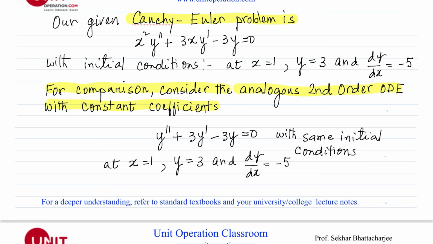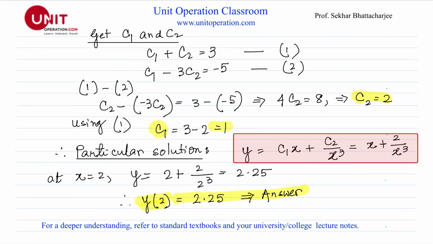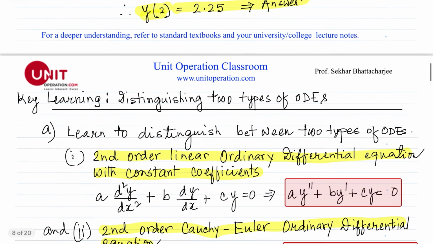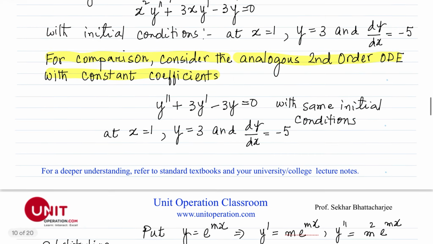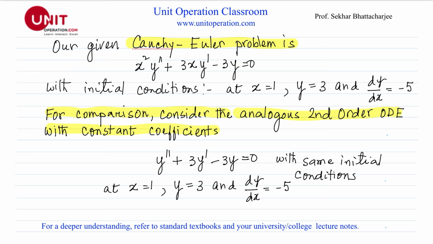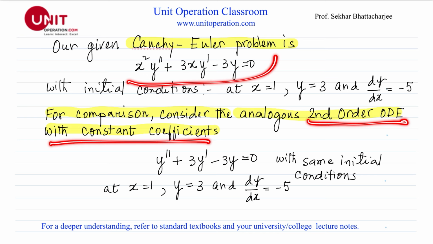Now, just to make it more clear, you see our given Cauchy Euler equation is this, right? And these are the conditions which we have given, and we have got the answer at x equal to 2, y equal to 2.25. Now, for comparison, we derive an analogous second order ODE with constant coefficients. This is Cauchy Euler.